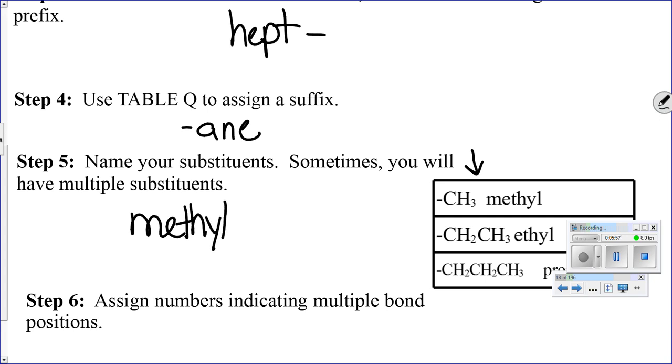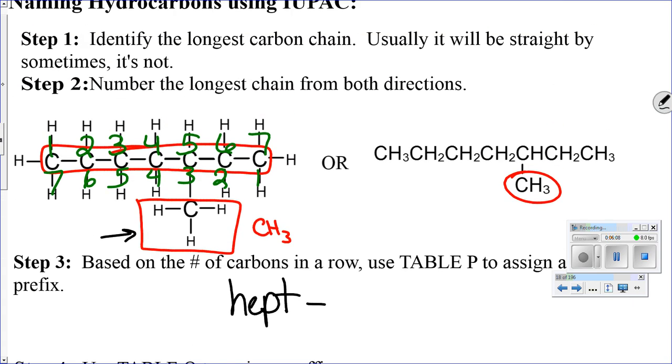And we need to tell people where that is. So we're going to assign a number to tell. Sometimes we use it for multiple bonds. I'm going to add substituents here because we're going to add a number to tell people where that methyl group is. Now the rule for numbering is any substituents need to have their location indicated with the lowest possible number. This molecule has the ability to move in space. So we always have to make sure that we number in a way where we're using the lowest possible number to indicate position. So this carbon branch is attached to this carbon right here.